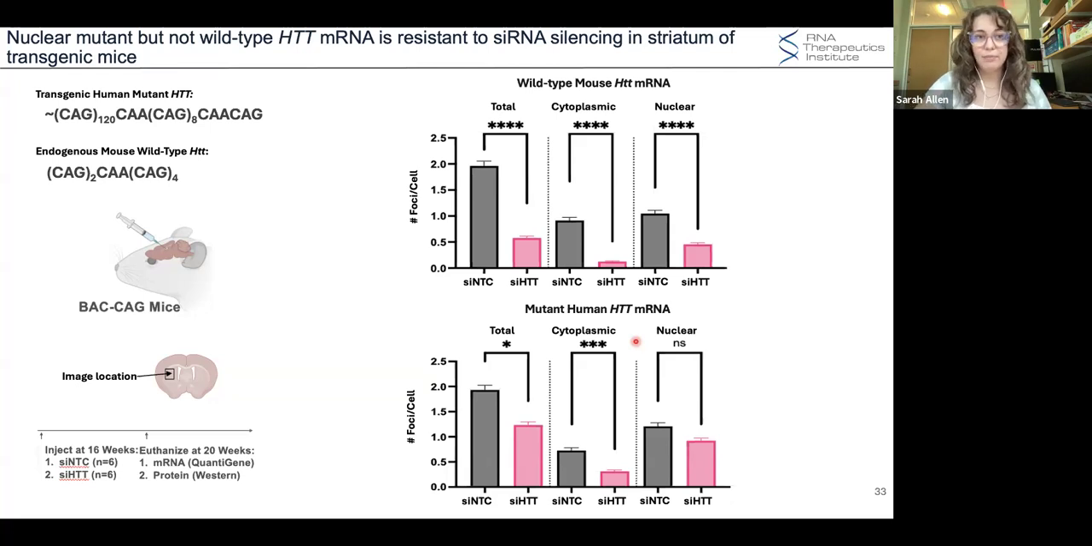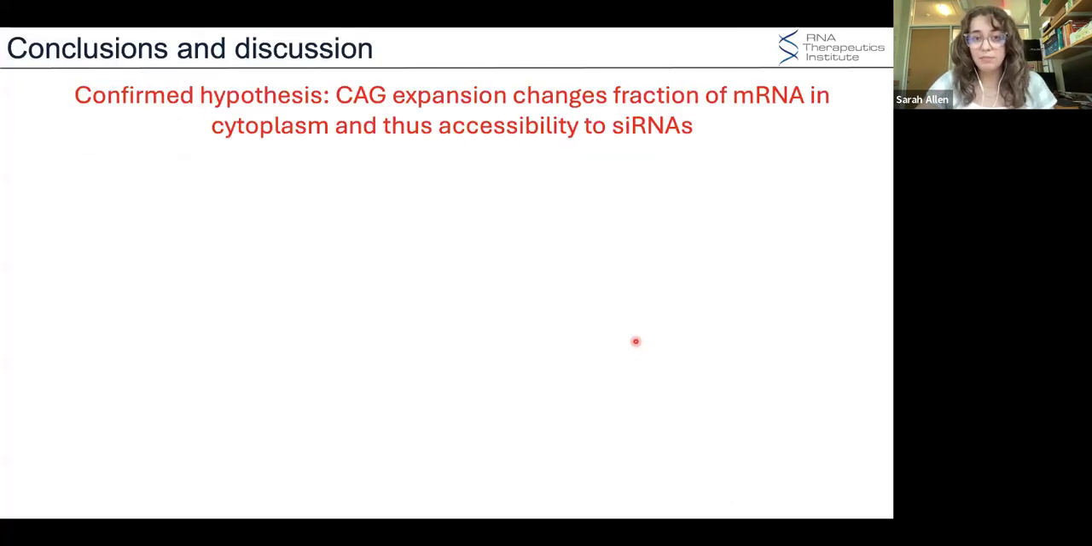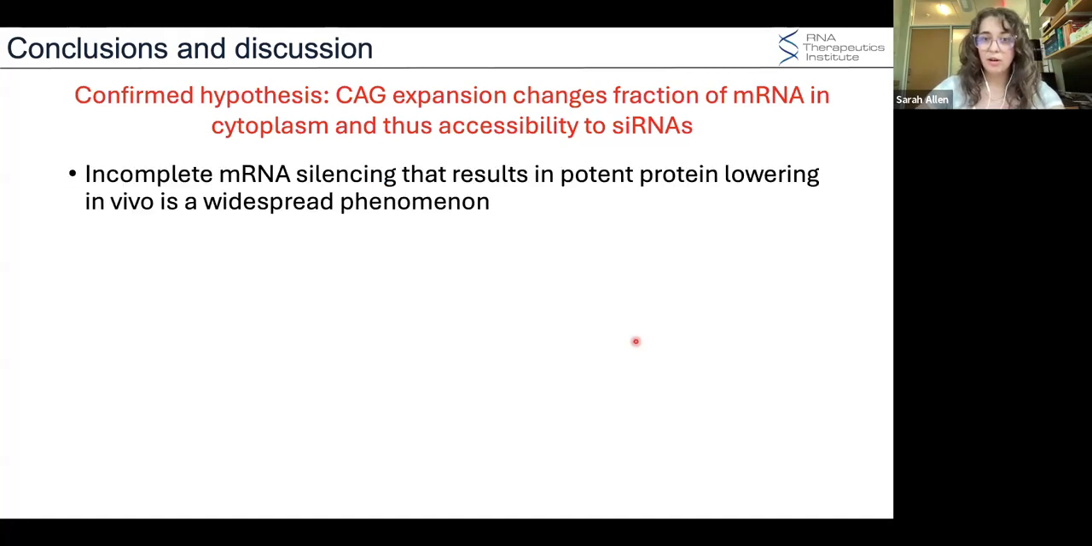So we confirm that the CAG expansion has changed the fraction of mRNA that is available to siRNA-based silencing through both nuclear localization and clustering. And though we showed this with one target in 2 different mouse models, we do know that incomplete mRNA silencing resulting in really strong protein lowering in vivo seems to be a widespread phenomenon. So it seems to be applicable to more than just Huntington.